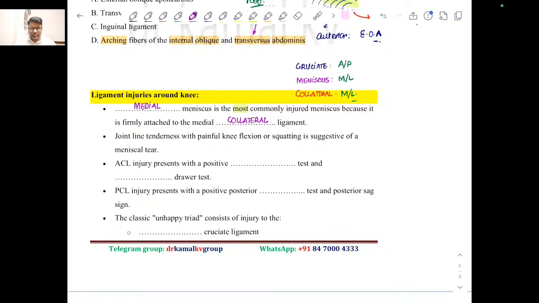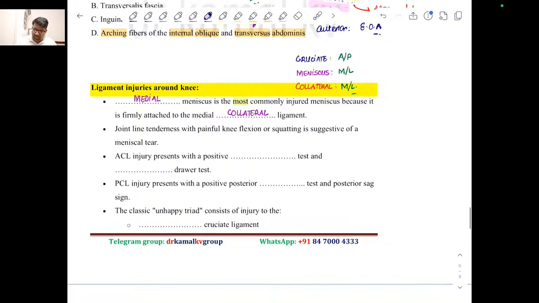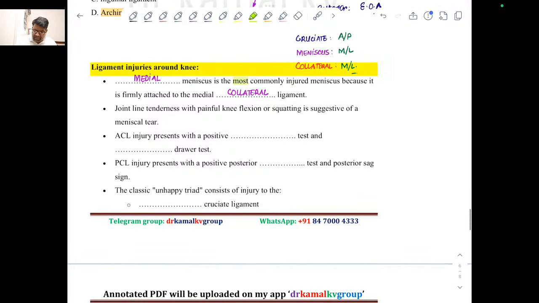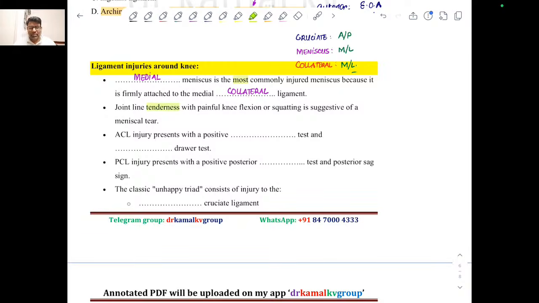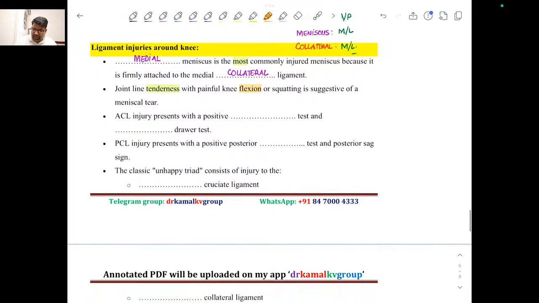So, what happens? It does not get enough time to escape crushing between the femoral and the tibial condyle, because it is firmly attached to the medial collateral ligament, and therefore in clinical practice the cases of medial meniscus injuries are far more as compared to the lateral meniscus injury, number one. And how is this clinically checked? There is tenderness along the joint line on the medial side, and painful knee flexion on squatting is suggestive.